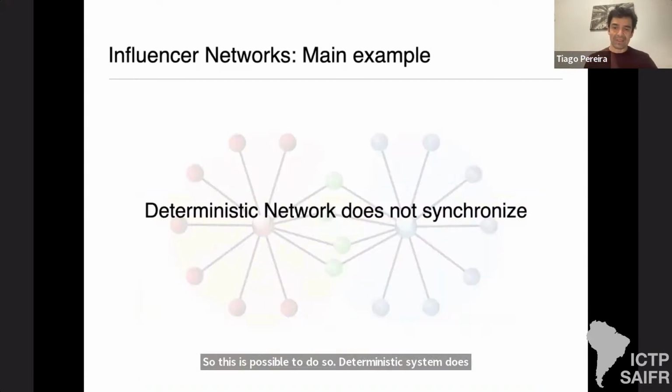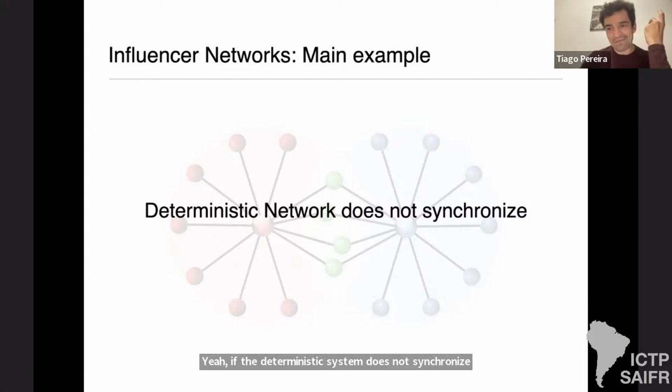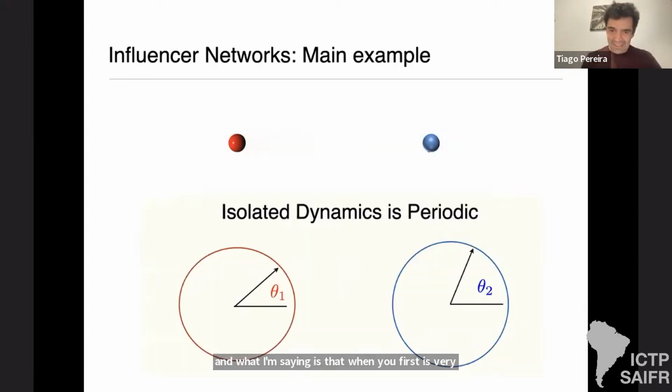If the deterministic system does not synchronize, the question is, how can we make the system synchronize? This is an interesting question because many of the examples we find in the real world resemble this kind of network. So you have hubs, then you have nodes coupled to the hubs, nodes coupled to the other hubs, and nodes coupled to both hubs. This is a very common structure. And what I'm saying is that when you find this structure, it's very hard to synchronize the system. So this was some kind of apparent paradox in this theory.